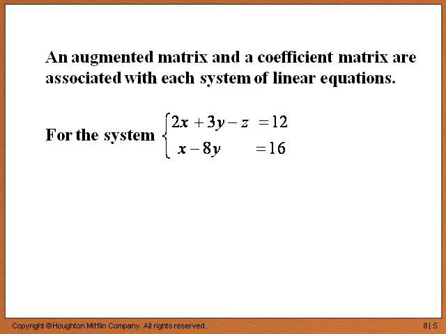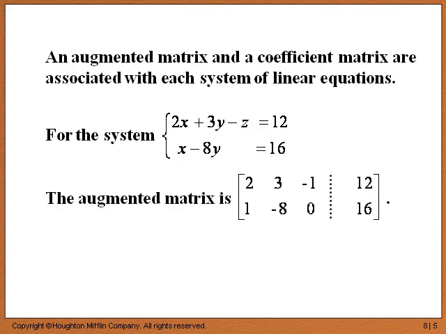Every system has a matrix associated with it, and this is one of the main reasons we're learning about matrices: they are going to help facilitate the calculation of every system that we might encounter. So the augmented matrix associated with this system is 2, 3, negative 1, 12, 1, negative 8, 0, 16.